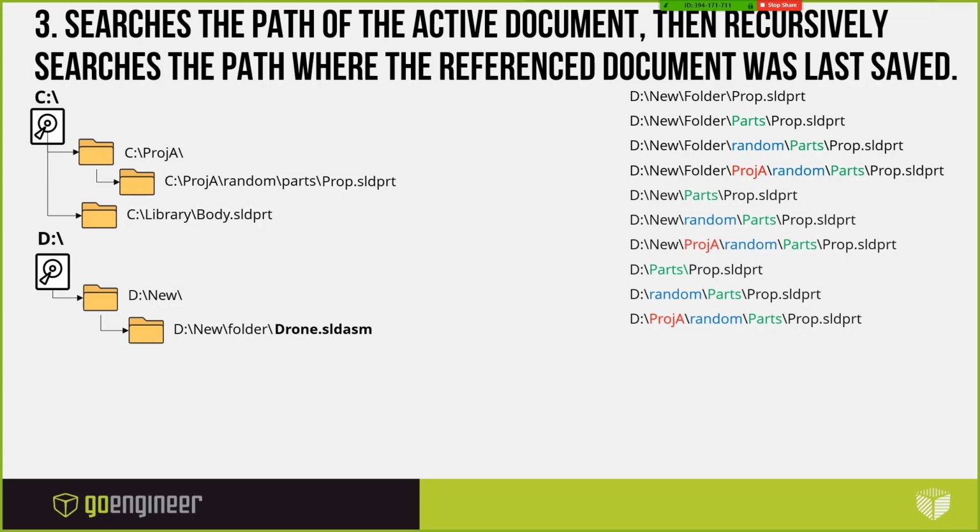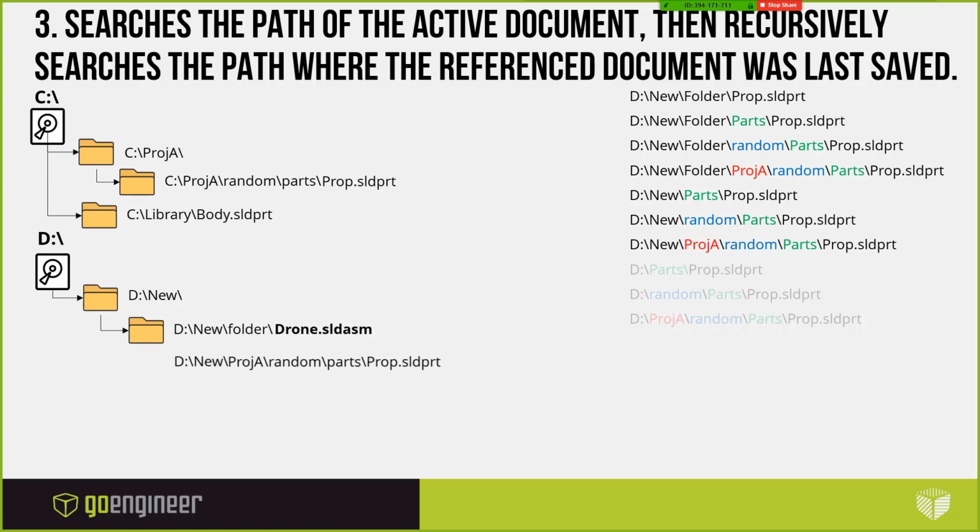So the next location is going to be just the new folder. It'll just search for parts with the prop file. If it fails, just like before, it'll now bring in the next folder up the chain, and then the next one, it'll grab project A from where the part file was found.